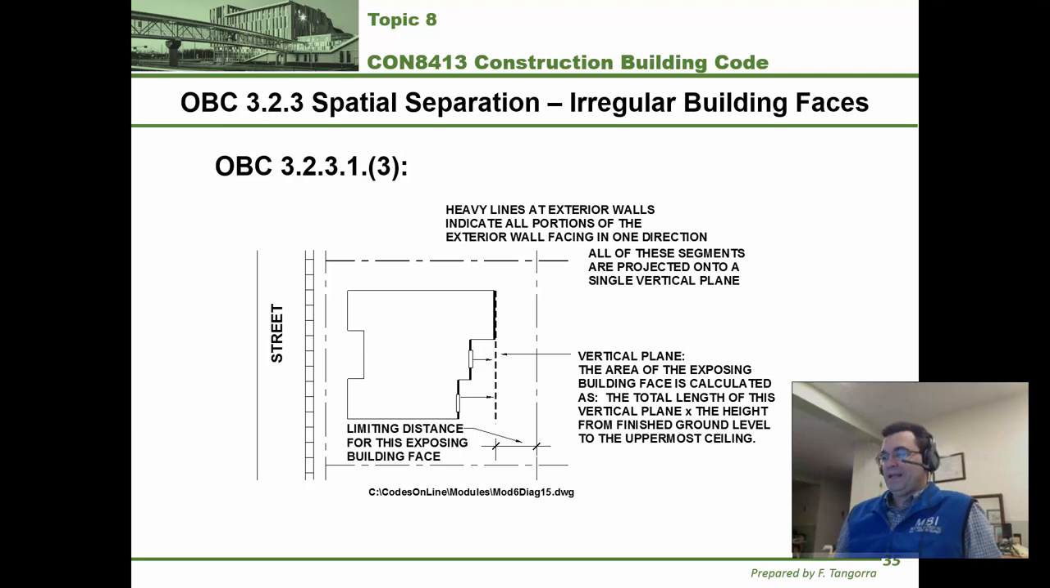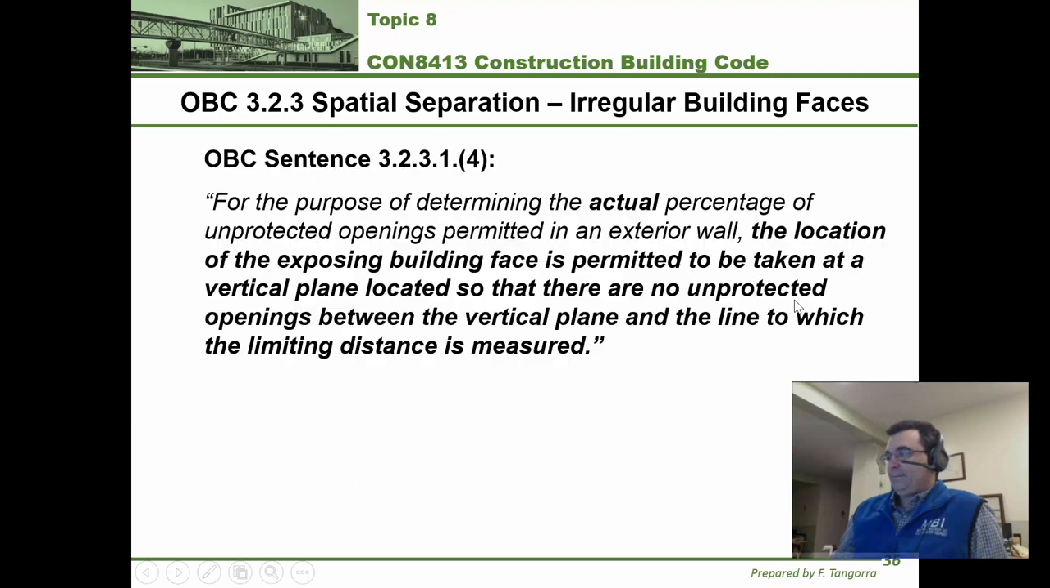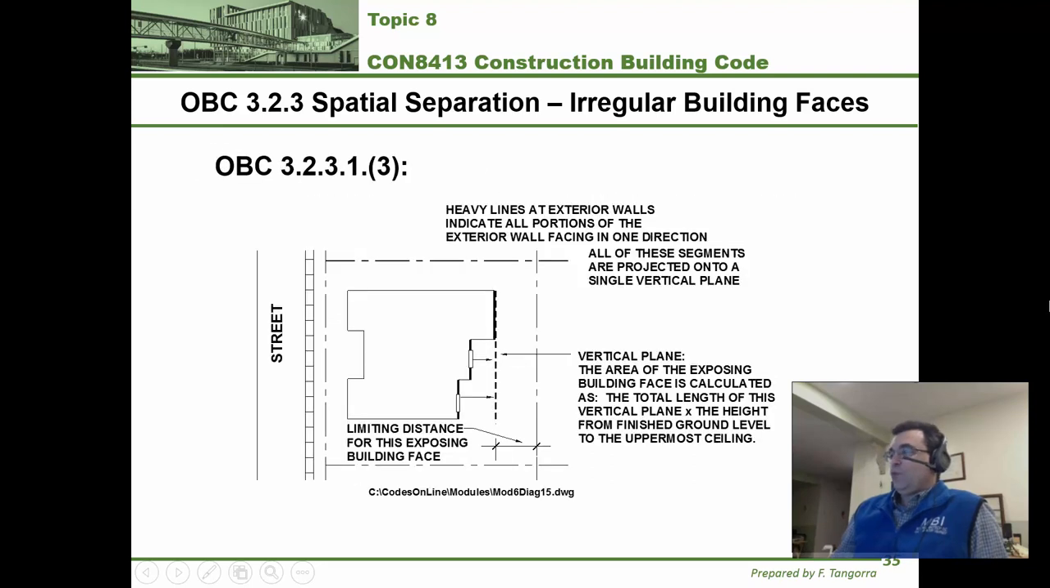Okay. Next, what happens if you have a building like this, okay? You have a building that's irregular, and what we learned is that if it's irregular, you basically project all the faces facing that property line at the nearest point, right? Make sense? So it's as if all of these vertical faces are actually all along this face. That's what we learn. However, the building code says something interesting.